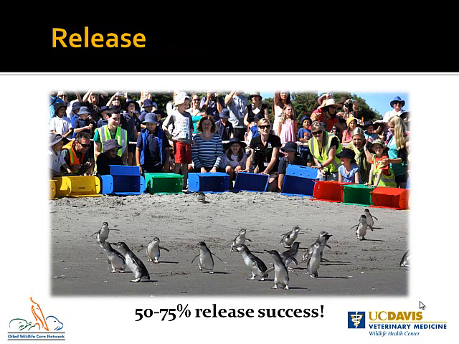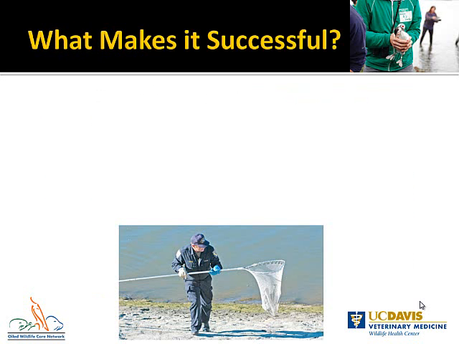And then finally, release. Like I said, we have come a very long way in improving our methods of getting the animals through this very stressful process. And we've gotten so good at what we do that out of all the animals that come into a rehab facility, 50 to 75% are actually released back into the wild. This is a shot from the Rena oil spill in New Zealand with the little blue penguins.